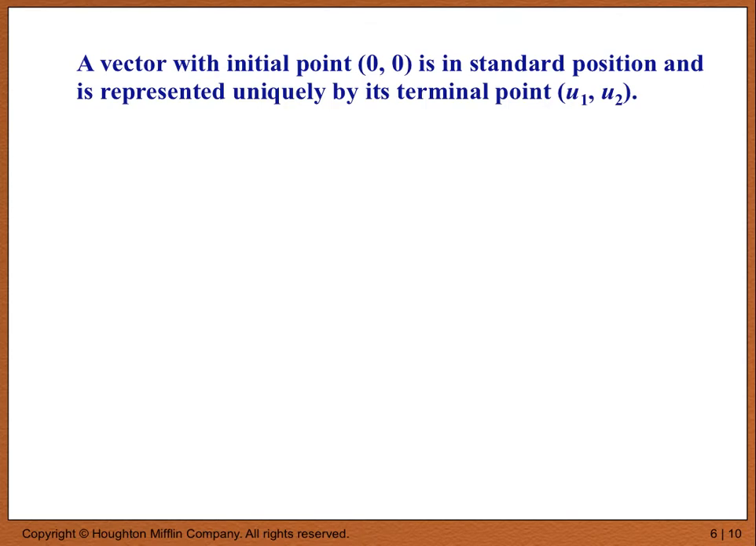A vector with initial point (0, 0) is in standard position and is represented uniquely by its terminal point (u1, u2). All right, so the coordinates u1, u2: u1 would be an x-coordinate, and u2 would be a vertical or a y-coordinate. All right, so let's look at this vector.